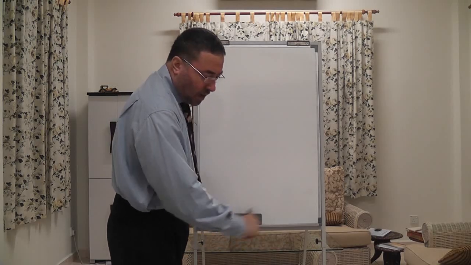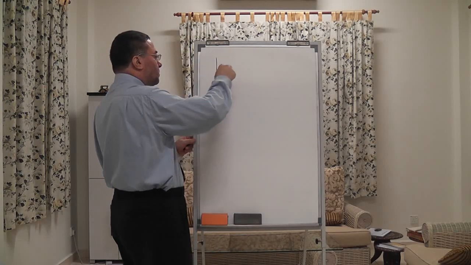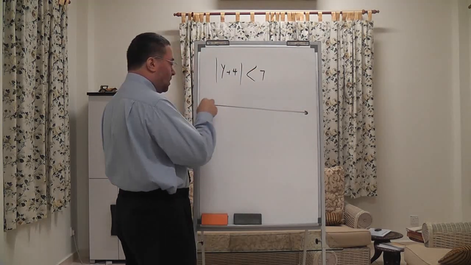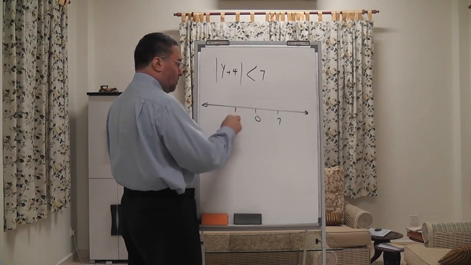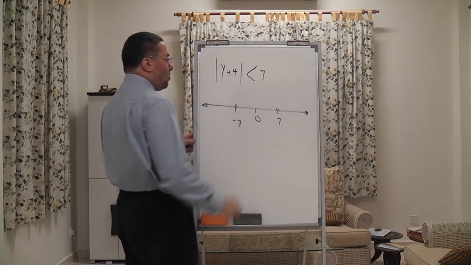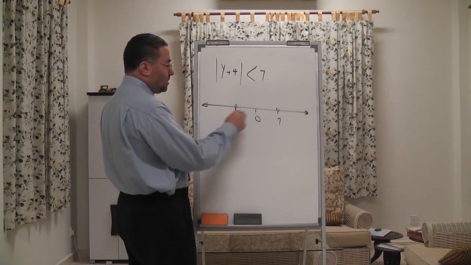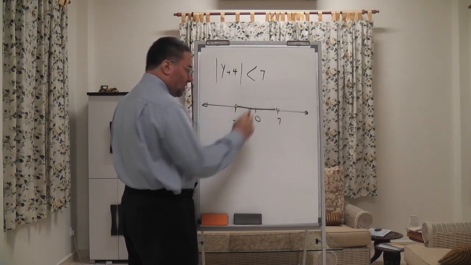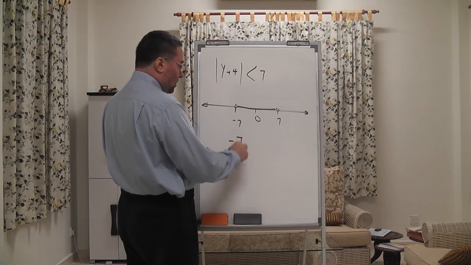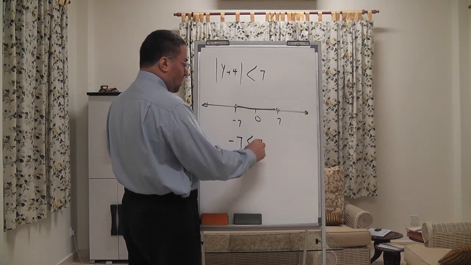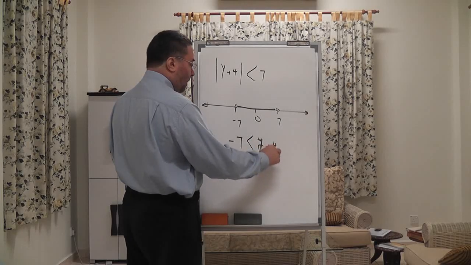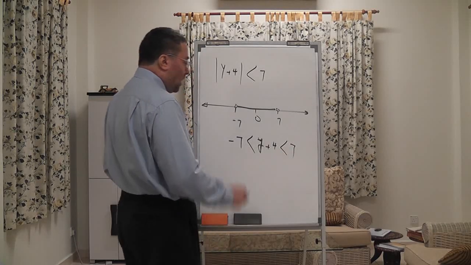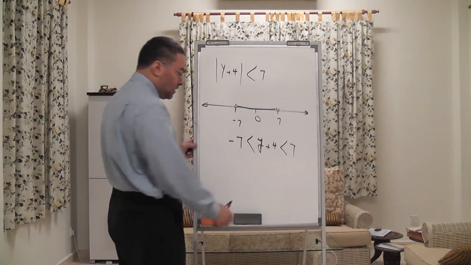If we look at number 5, absolute value of y plus 4 less than 7, here again we can apply the definition, and we find out that our number should be in this region. It is less than 7 units away from 0, and that applies to the numbers in this region between minus 7 and 7. And then we can rewrite our inequality as minus 7 less than y plus 4 less than 7. And this is a conjunction, as we said previously.